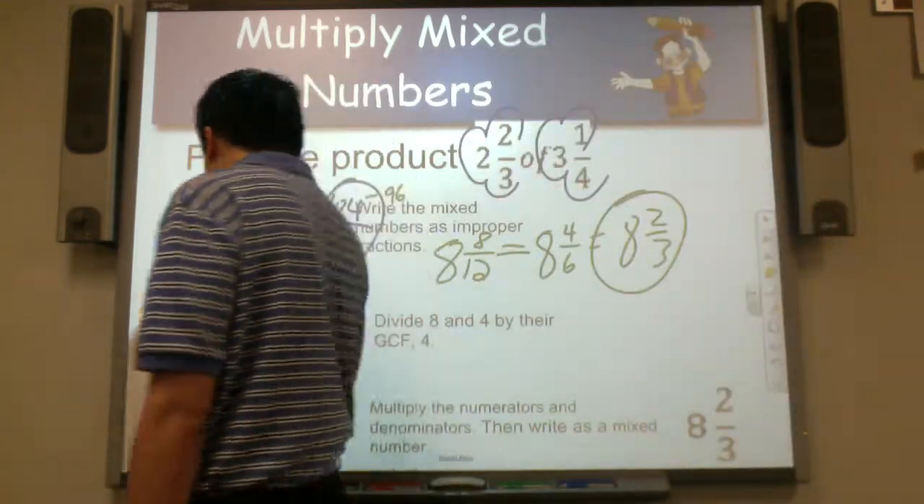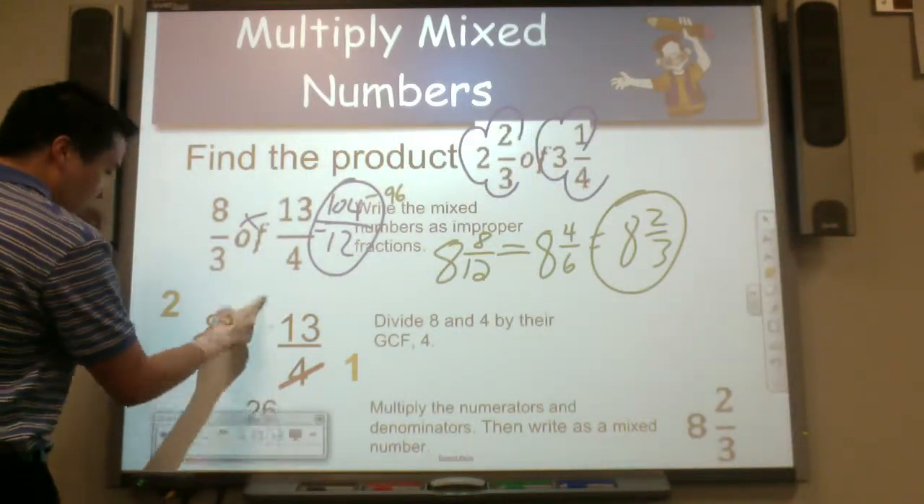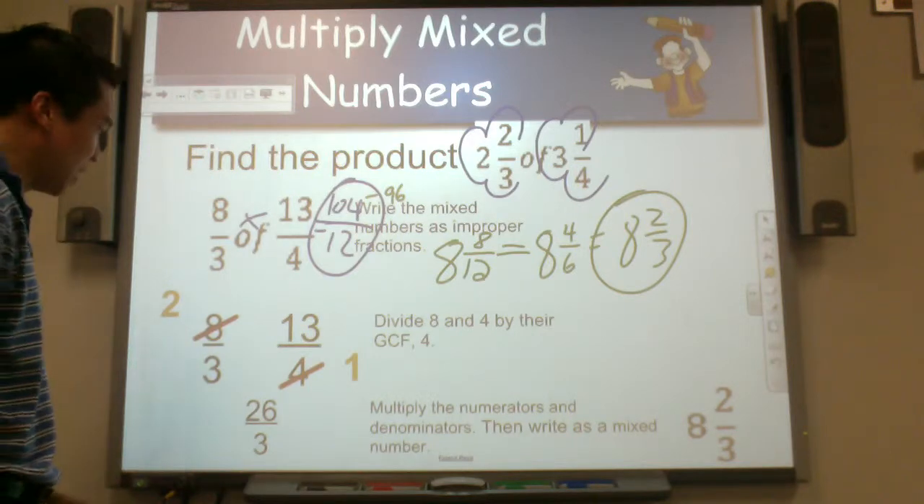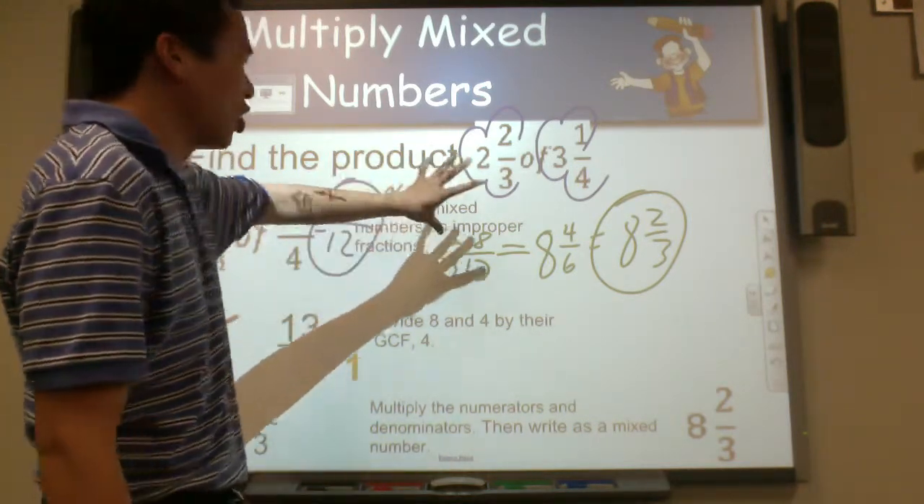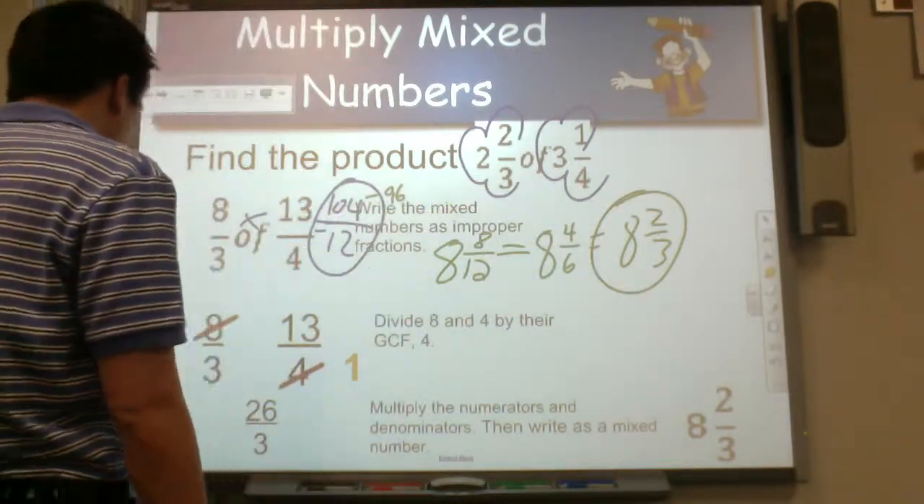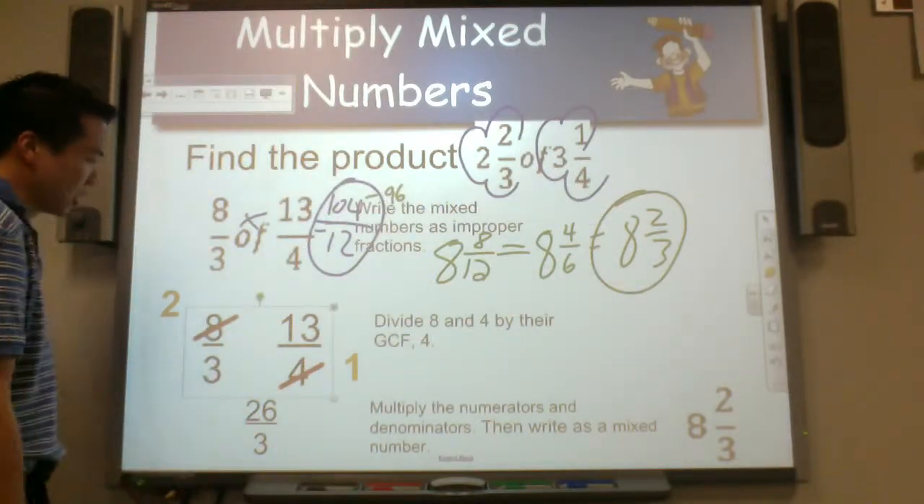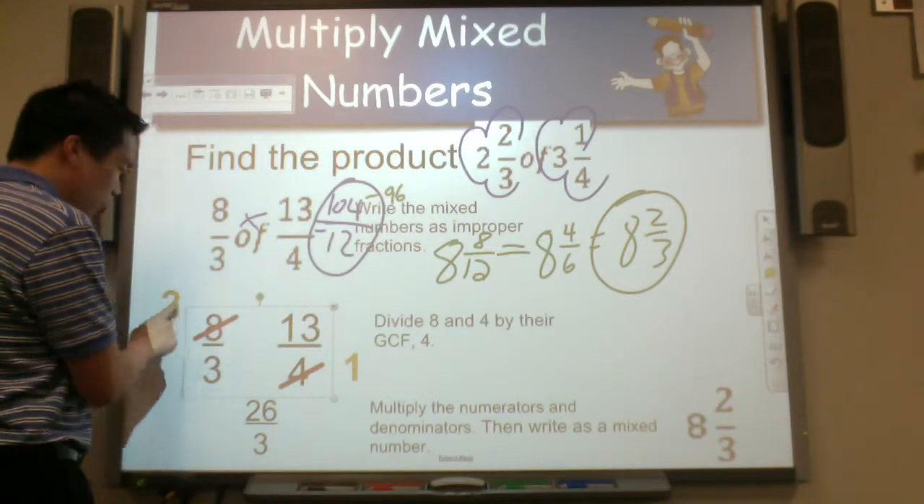However, some of you may prefer cross simplification. If you do cross simplification, you would not have to multiply by all these large numbers and simplify by these large numbers. So 8/4. Can you simplify 8/4? Yes. 2/1.